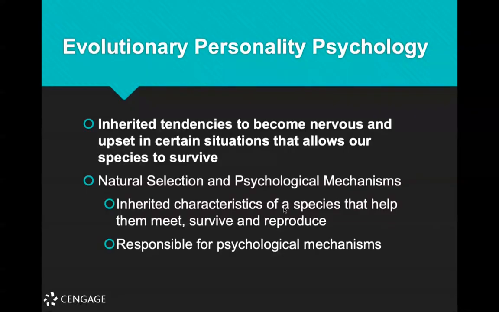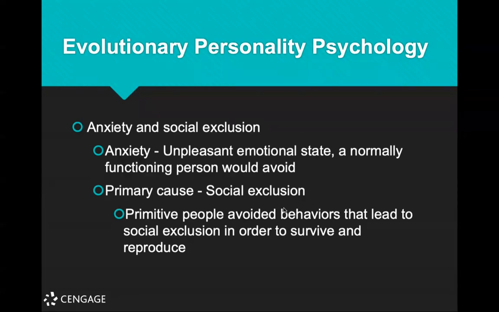And so according to the evolutionary personality psychology perspective, we see that being shy, being nervous, being afraid are things that are protecting you from putting yourself in potentially dangerous situations. Again, a balance is needed. Too much of it means that you're not even exploring the unknown territory, which stunts your growth. And so a balance is always needed. Natural selection and psychological mechanisms. Inherited characteristics of a species help them meet, survive, and reproduce, responsible for psychological mechanisms. Now again, anxiety, we know that it's an unpleasant emotional state. A normally functioning person would avoid.